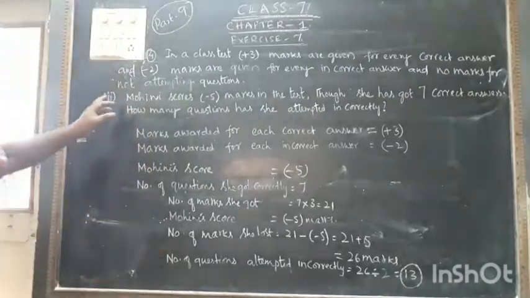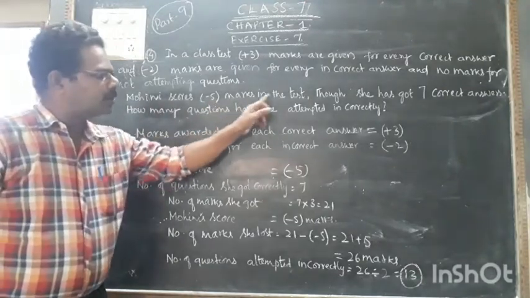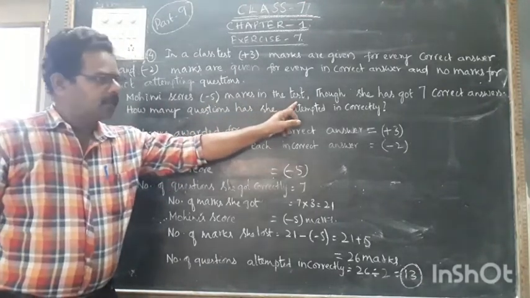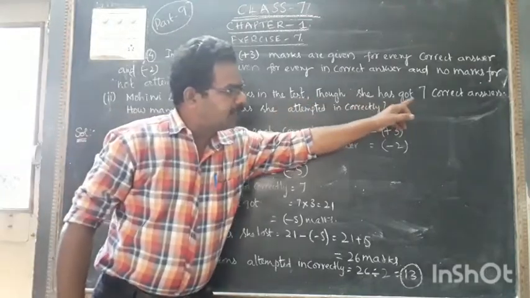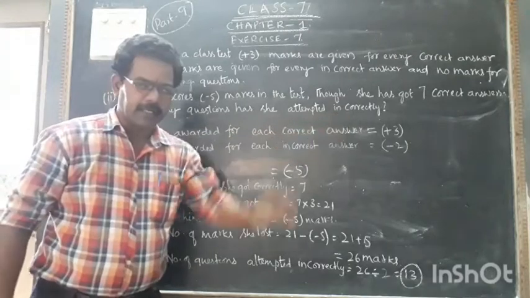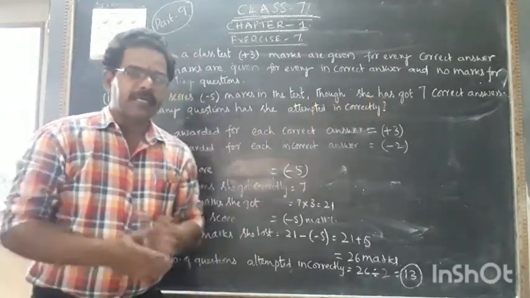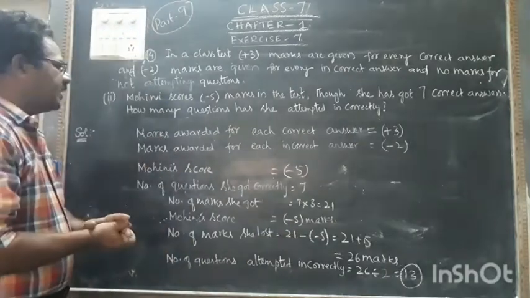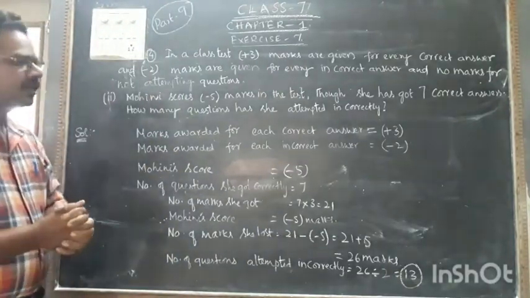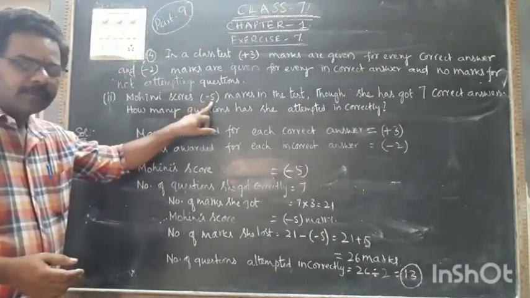Now the second bit of this sum. Mohini scores minus 5 marks in the test. Though she has got 7 correct answers, how many questions has she attempted incorrectly? Mohini got 7 correct answers. That means 7 into 3 is equal to 21 marks she got. But her score is equal to minus 5 marks.